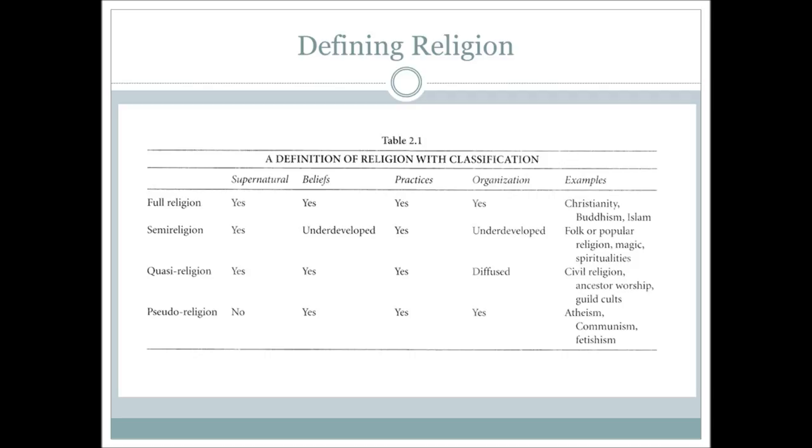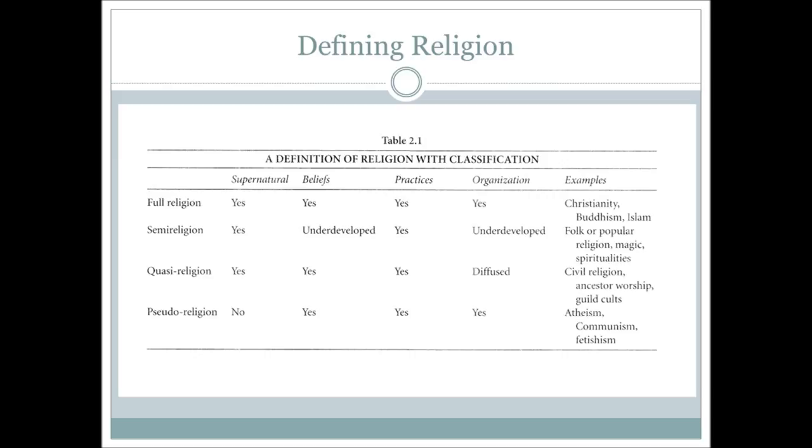And this chart here, the thing that's nice about this chart is that one of the problems with the definitions we've looked at so far is that there's kind of an either-or. It's like either it's religion or it's not religion. But here we get more of a sense that we can break that down, that there are other ways of thinking of religion. The categories here are full religion, where each of those four things that we mentioned in the last slide are all present. A semi-religion, where all four of them are present, but the beliefs and the organization are somehow undeveloped. They're not fully formed yet.